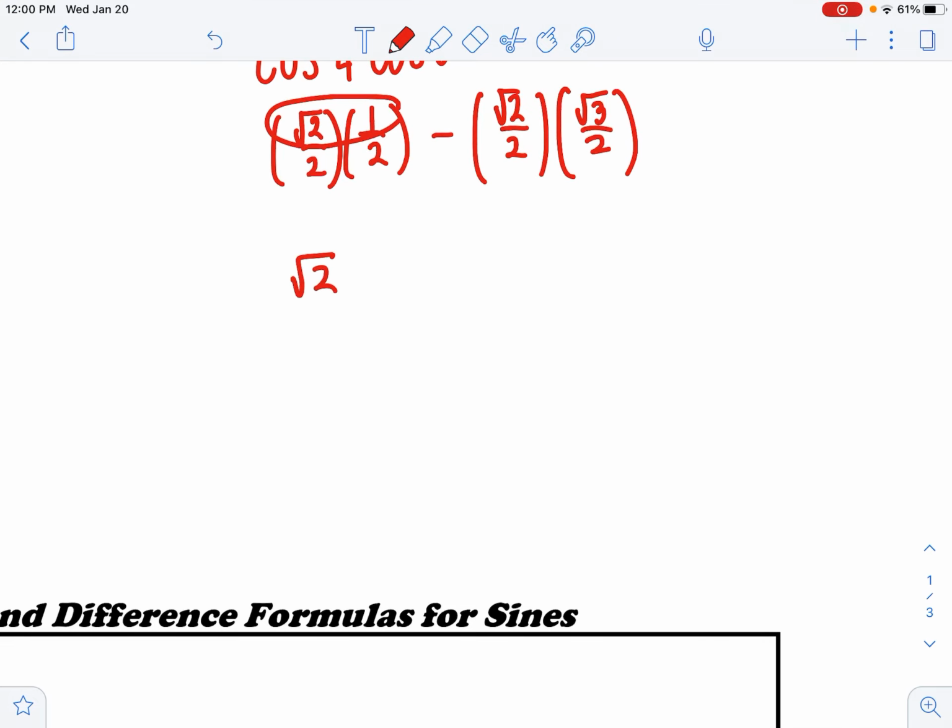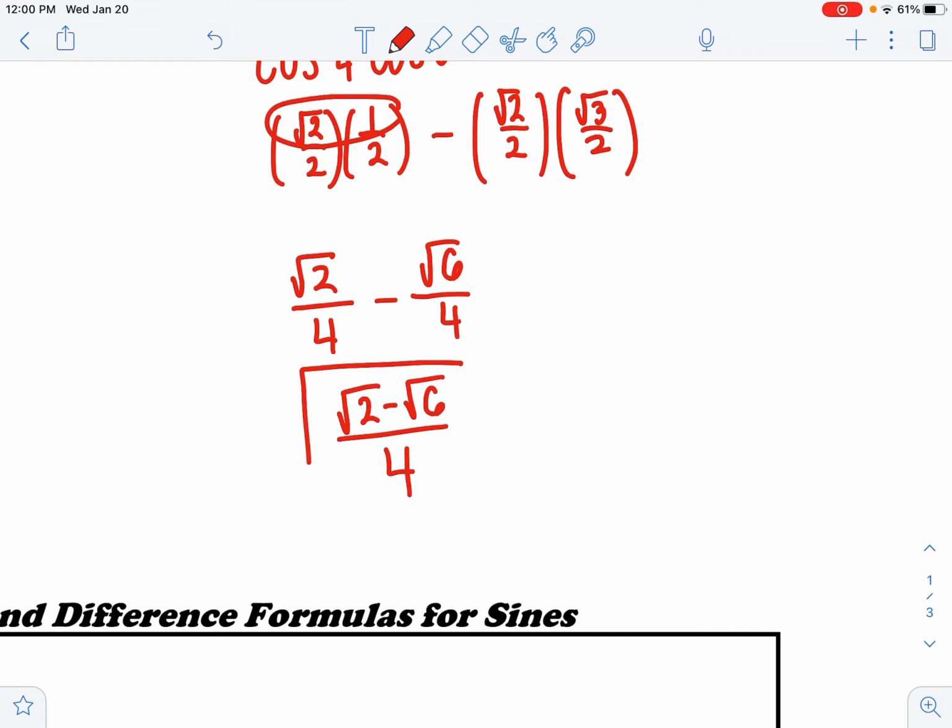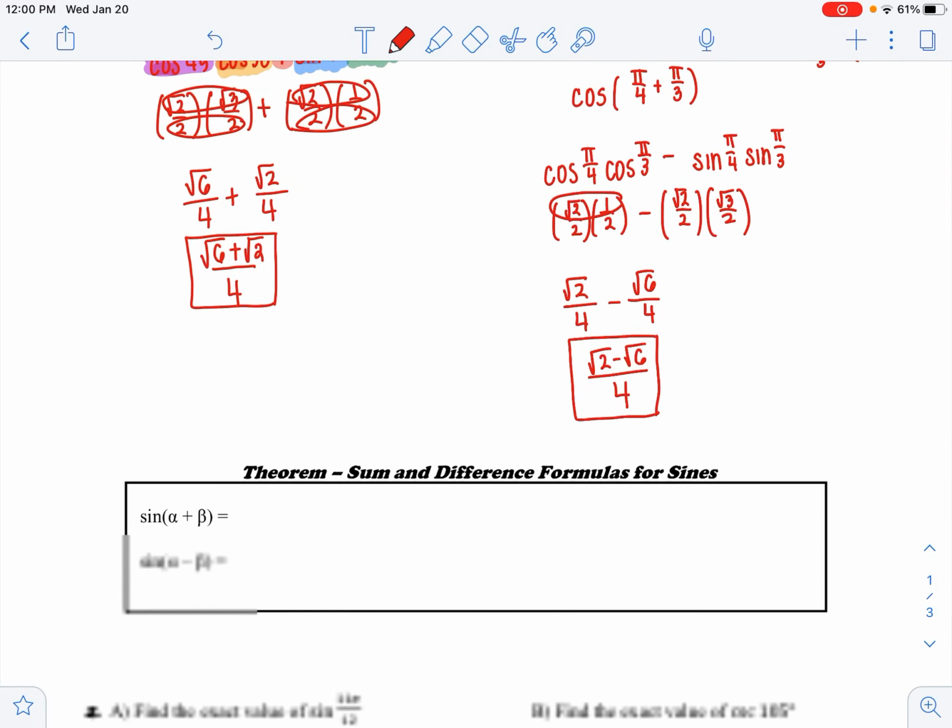Multiply these fractions. Root 2 times 1 is root 2. 2 times 2 is 4, minus. Multiply those 2 fractions, you get root 6 over 4. Subtract those fractions. You need a common denominator, which you already have. And then your numerator is root 2 minus root 6. And there's your answer. Okay?